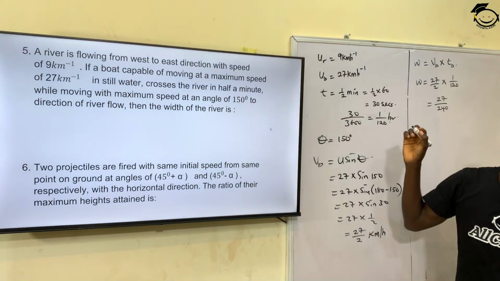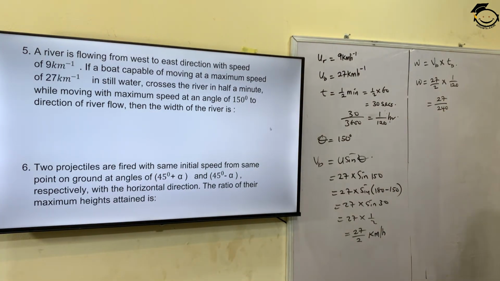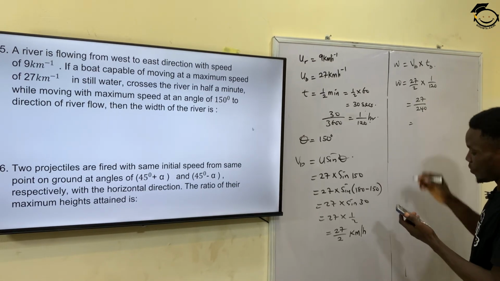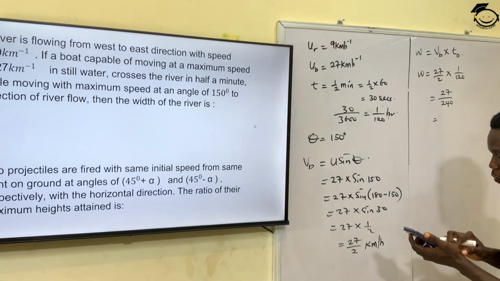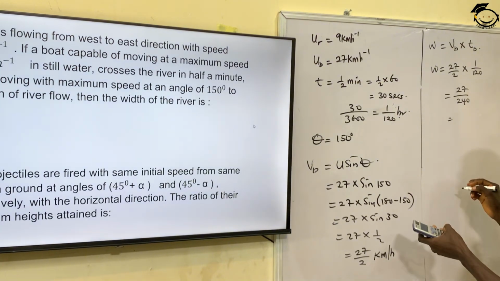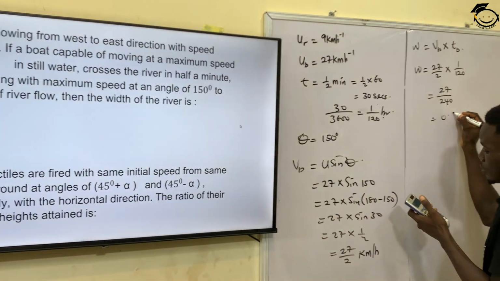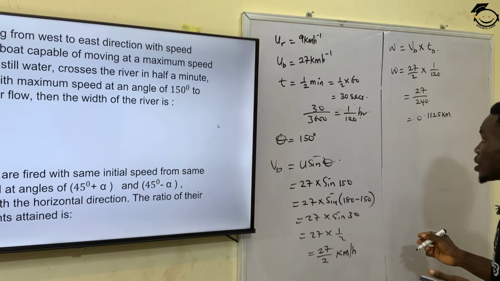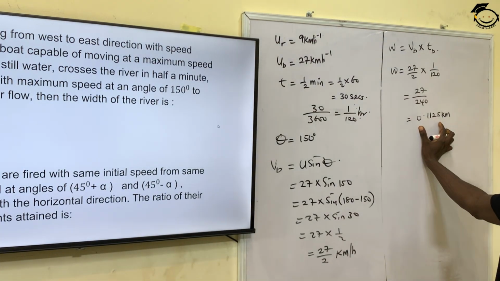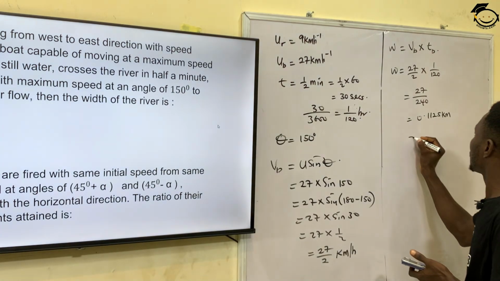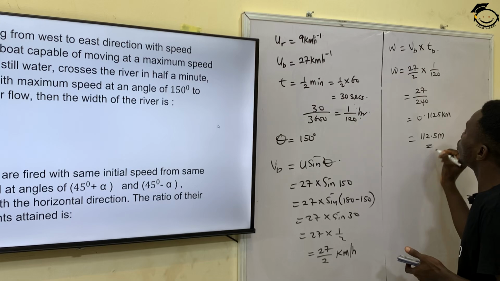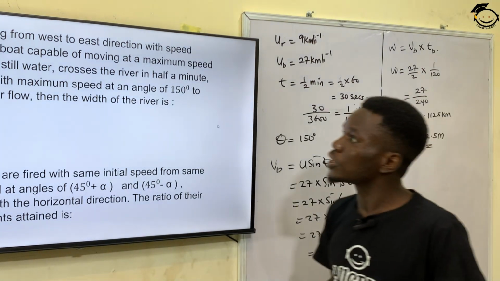So with this, if we divide, at the end of the day, what I'll be having is 27 divided by 240. This will give me 0.1125 kilometer. But we can leave it in kilometers or put your answer in meters, and that will give me 112.5 meters. So this is the width of the river.